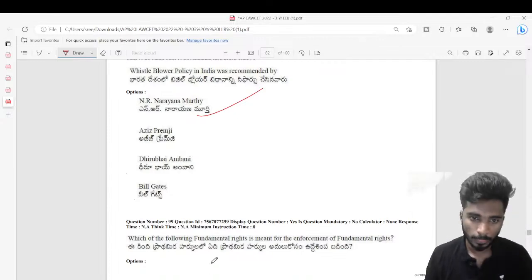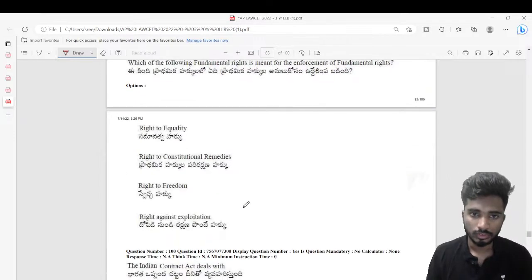So yeah, next, which of the following fundamental rights is meant for the enforcement of fundamental rights?